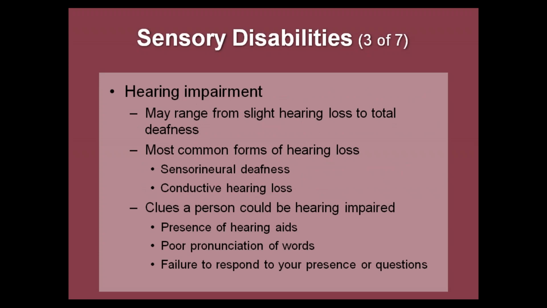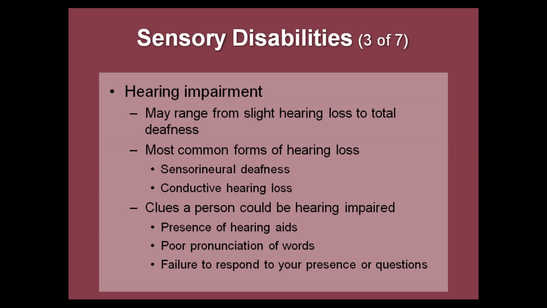Hearing impairments may range from slight hearing loss to total deafness. This is something obviously we deal with on somewhat of a regular basis with the elderly homes and some of the different care homes. We have the elderly who have some type of a hearing loss. Most common forms of hearing loss are sensory neural deafness or the conductive hearing loss.